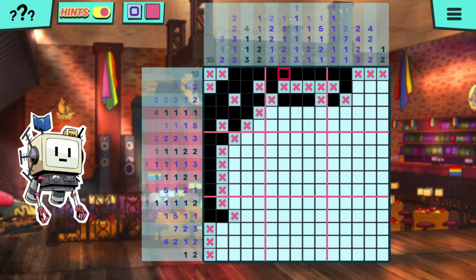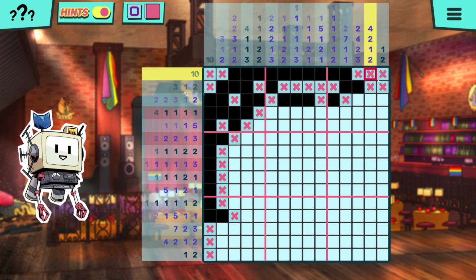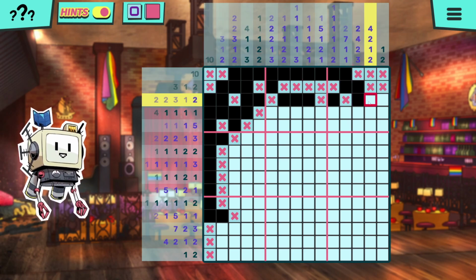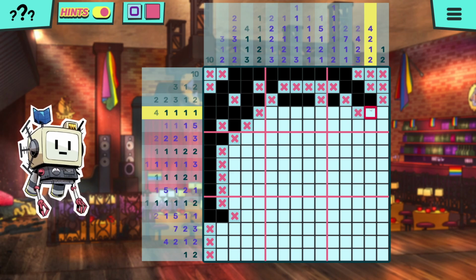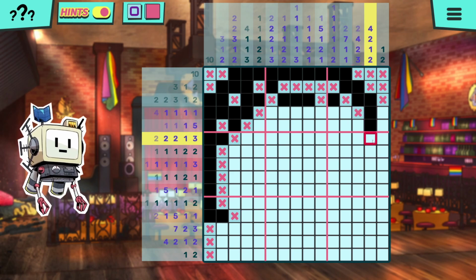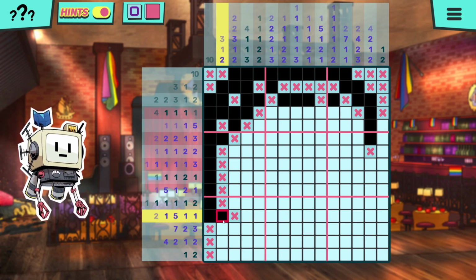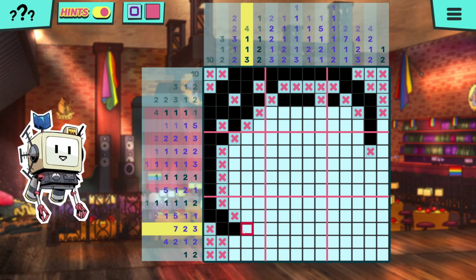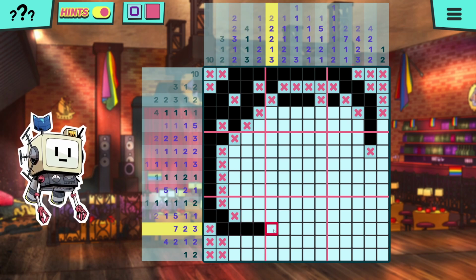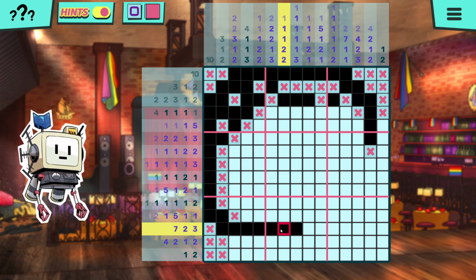Okay. And we know that's the 2. We know that's a 2. That's a 2. 2, 3, 4. It's a 1. We know this is a 2. We know this is a 7. So that's 2, 3, and then 2, 3, 4. 1, 2, 3, 4, 5, 6, 7.